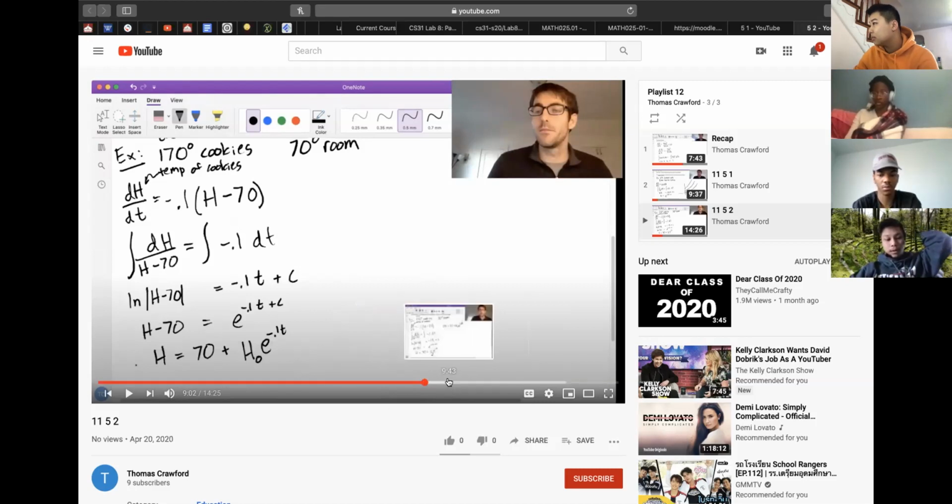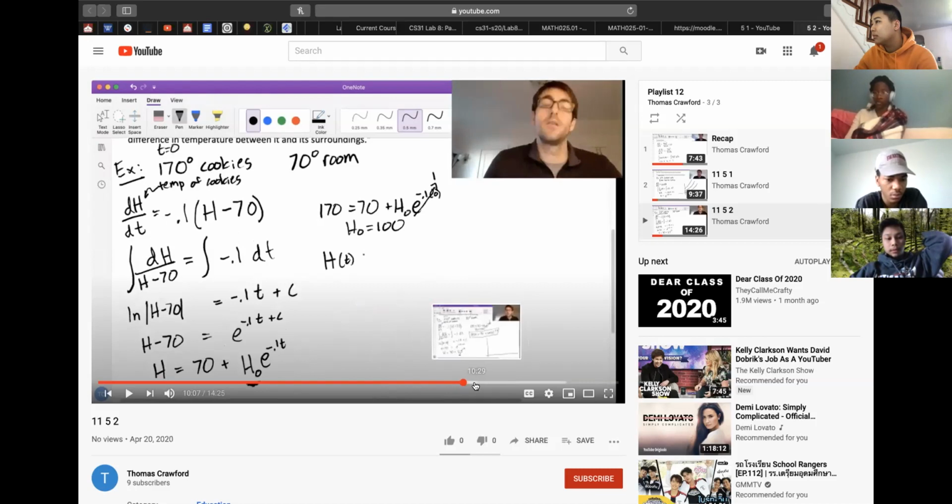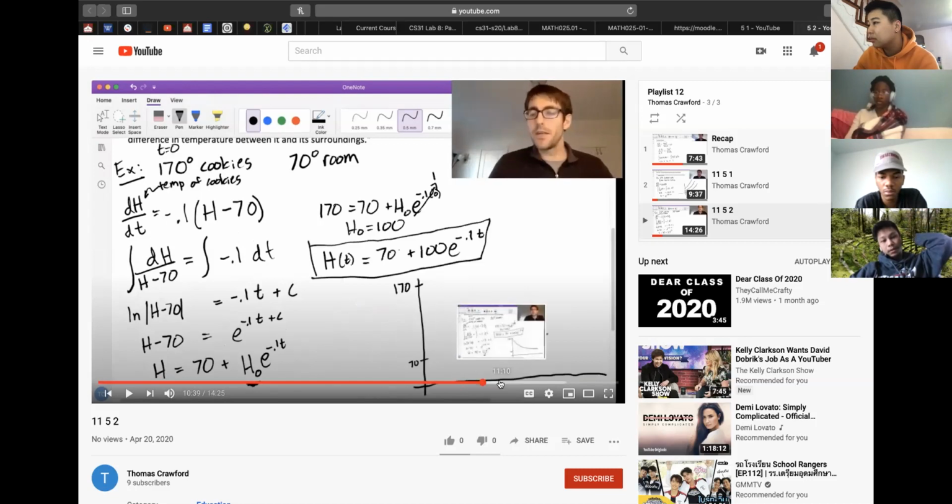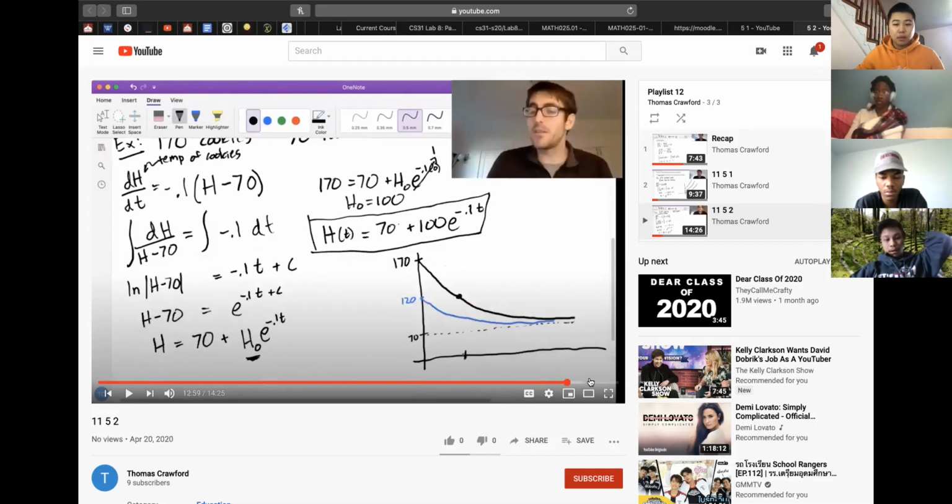And essentially from here, when you evaluate the function at 0 with the temperature at 170, you find out the initial temperature change is 100. And so from this, you found your exponential decay function.